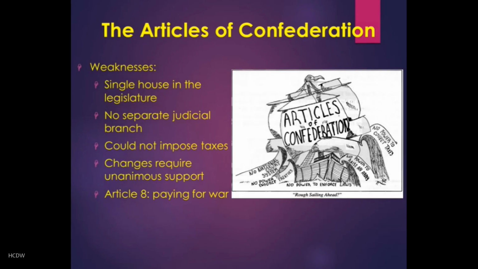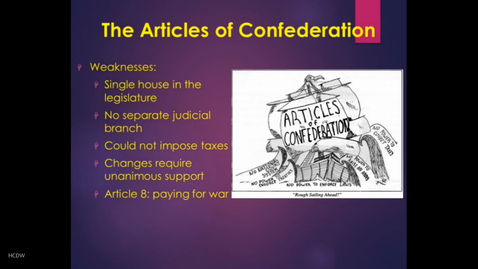So the Articles did some important things, but as I've said, they were plagued by crippling weaknesses. So what were some of the problems with the Articles of Confederation? Well, they called for only a single house in the legislature, with each state getting one vote. And as I mentioned, it required a unanimous decision.